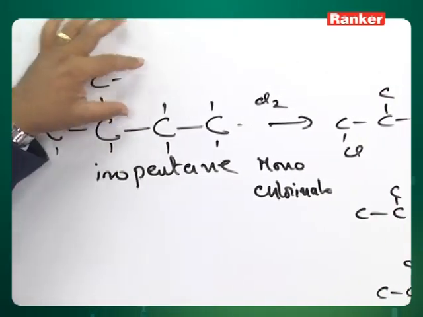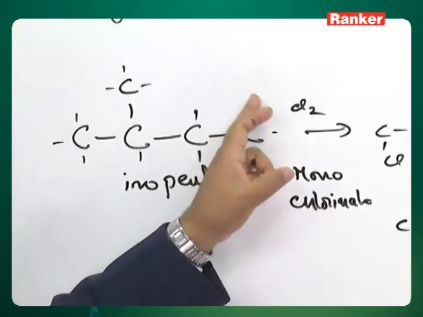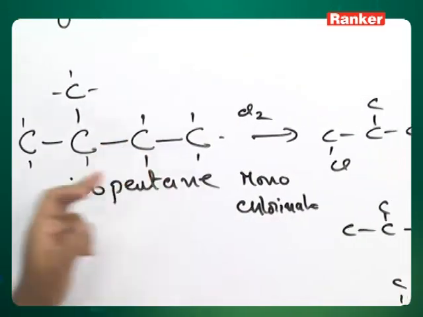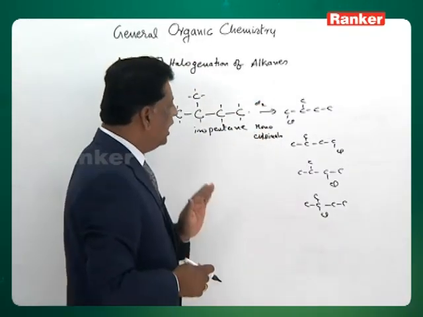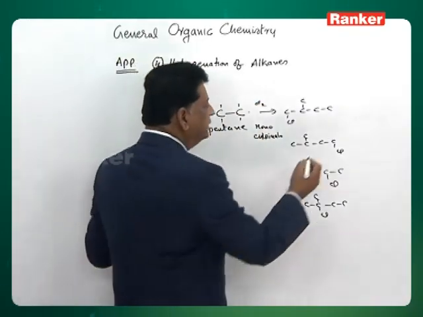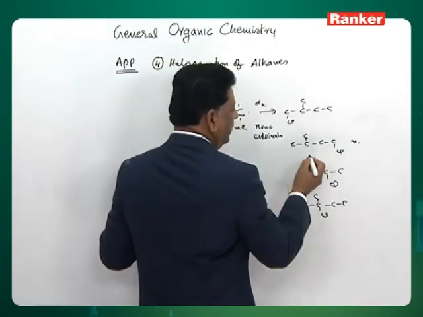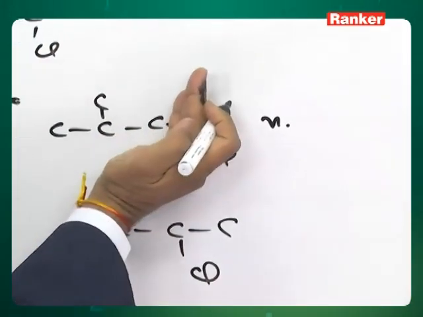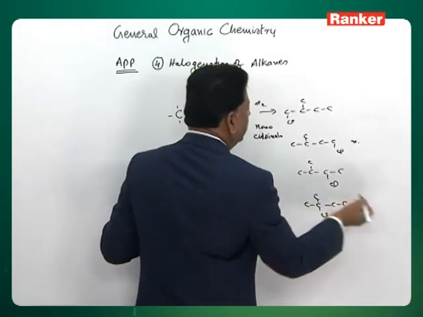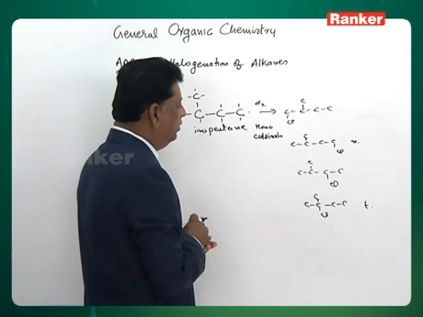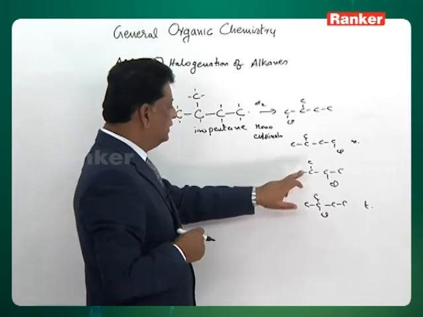3 plus 3, 6 hydrogens, let us say A type, these 3 are B type, these 2 are C type, this is D type. Therefore, 4 answers are coming, of which we have this called n-pentyl, n-butyl, and this is called tertiary pentyl. The other 3 you can say is called secondary pentyl.